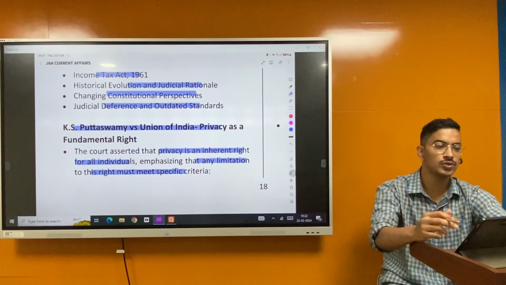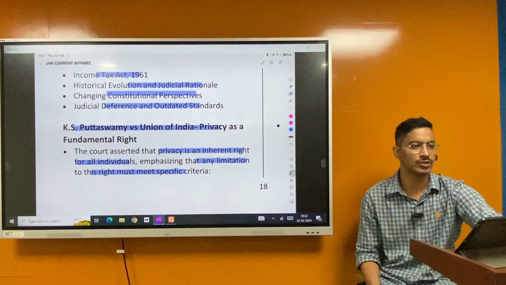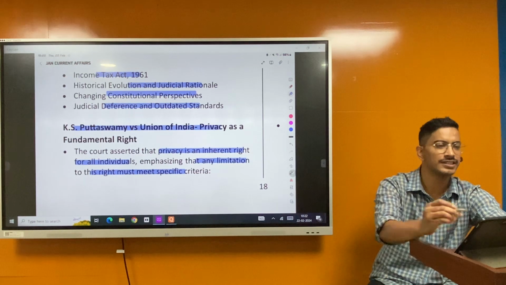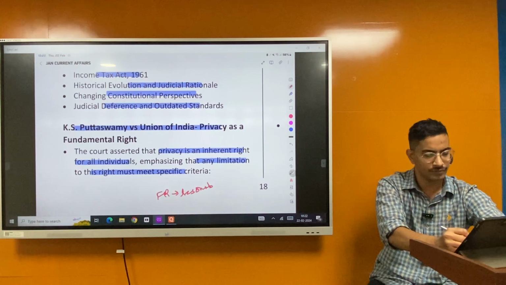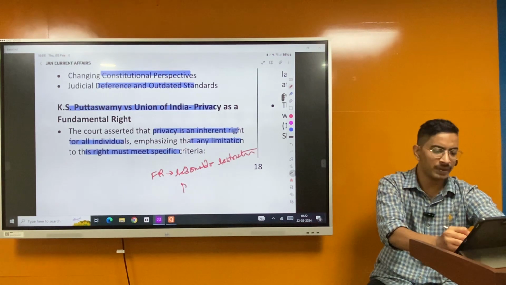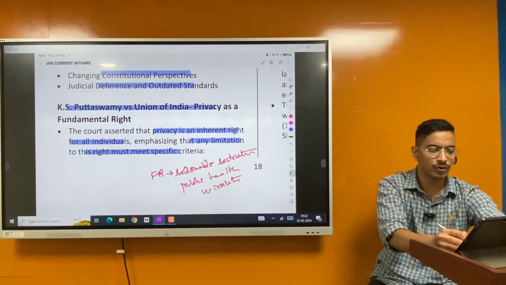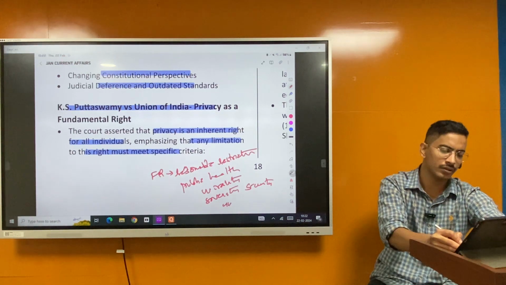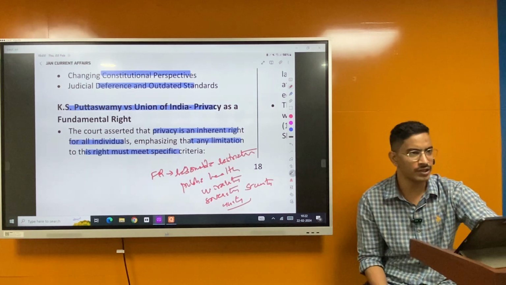meet specific criteria. So are our fundamental rights absolute? Are our fundamental rights, whatever provided by the Constitution, absolute? Right? It's not sacrosanct. There is reasonable restriction. That can be public health, morality, sovereignty, security, unity. So whichever it tries to harm, government can put reasonable restrictions.